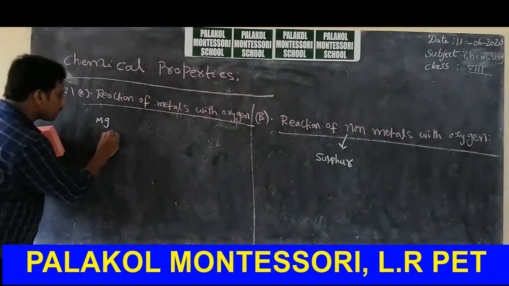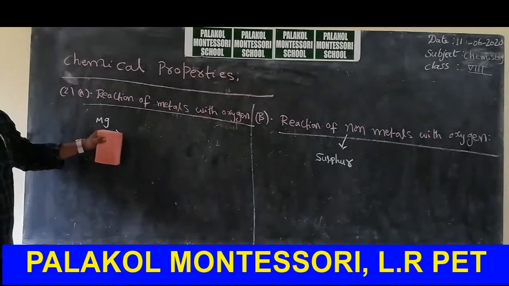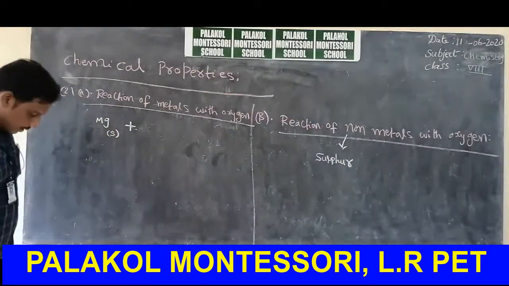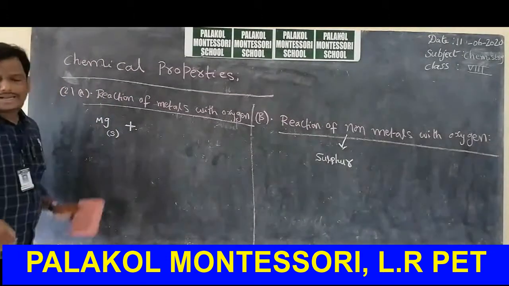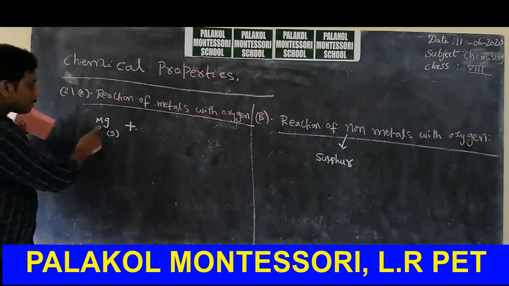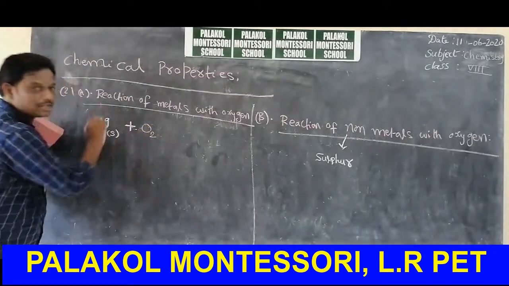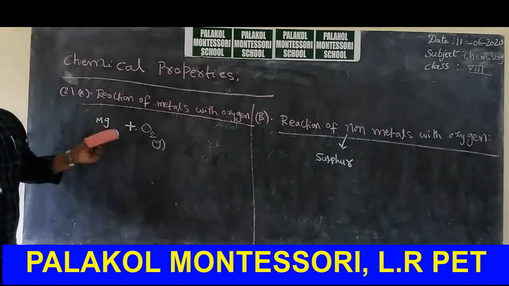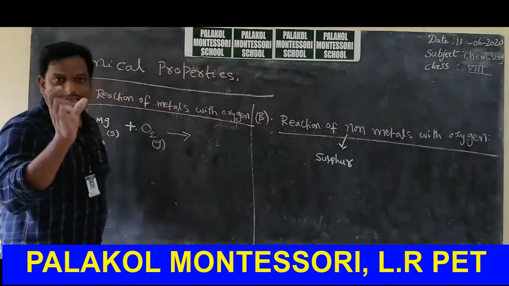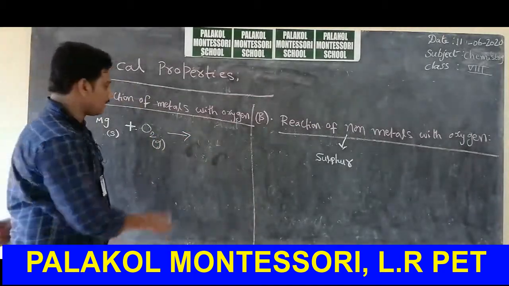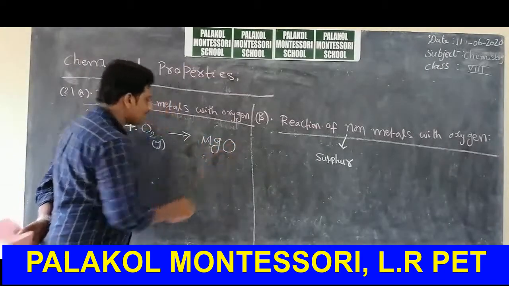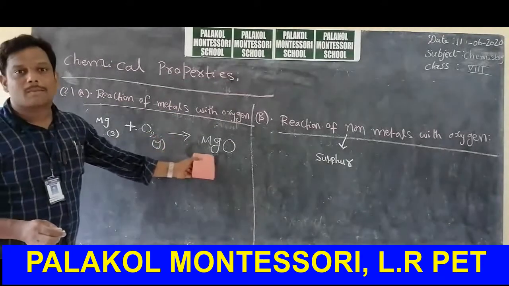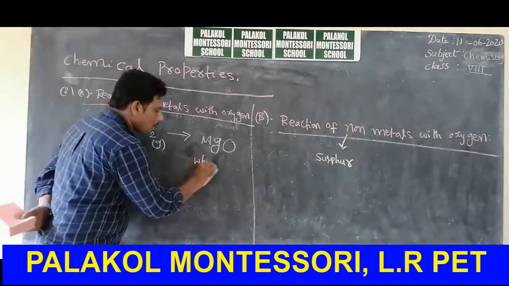If you take magnesium ribbon, it is present in solid state. When magnesium ribbon burns at the time of Diwali festival, it reacts with oxygen present in the air, in gaseous state. When magnesium burns in the air, it produces some white color ash powder. Its chemical formula is MgO, magnesium oxide. When magnesium metal reacts with oxygen gas, it produces magnesium oxide, white color ash.